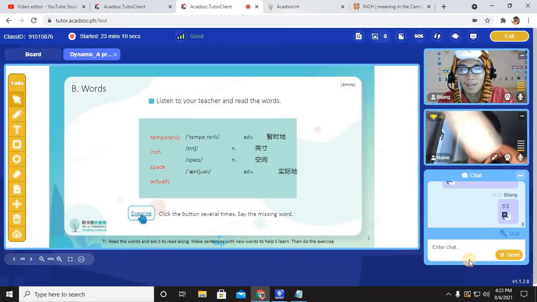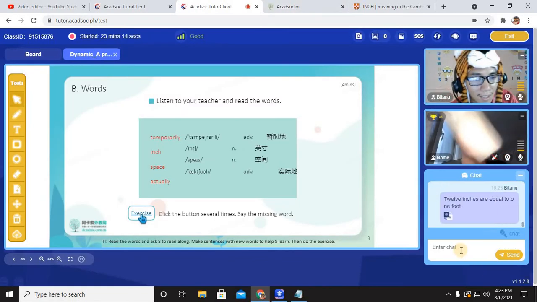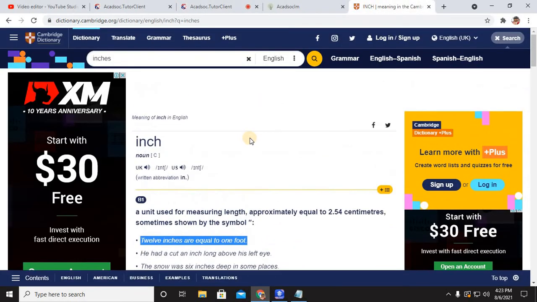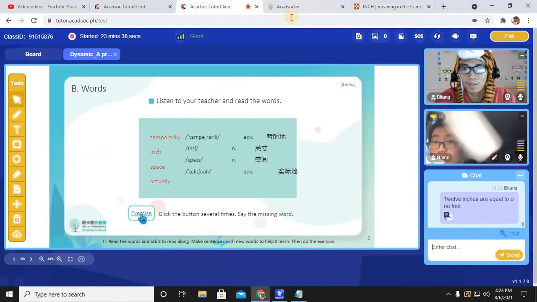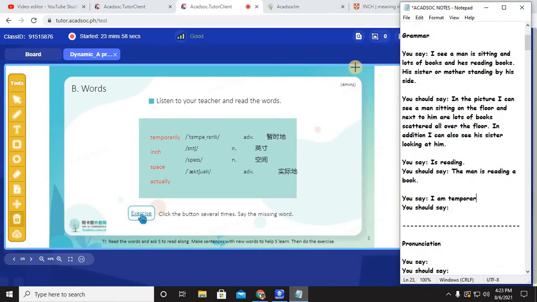Where are you? Okay, there. Another sentence. Please read. Twelve inches are equal to 1 foot. All right. Okay, can you give me a sentence, Mike, using the noun inch? Okay. I think, inch.